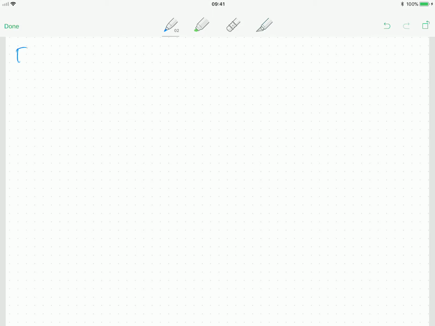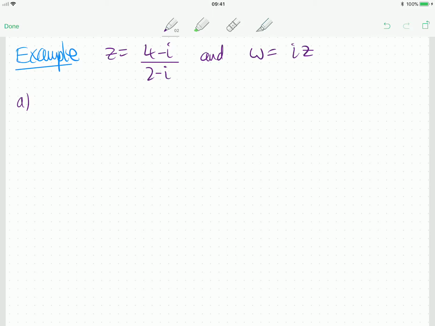Hi everyone, in this video I'm going to take a look at an example of complex numbers. It's going to be maybe a little challenging, this one. So here are the complex numbers I'm going to work with: z equals (4 take away i) divided by (2 take away i), and w equals i times z.